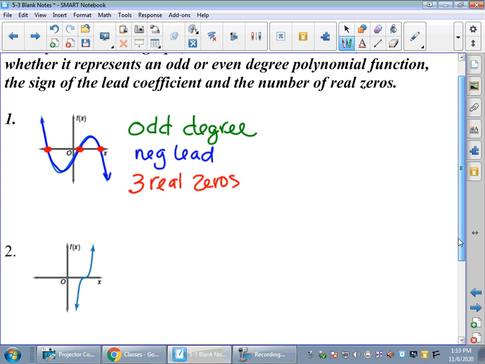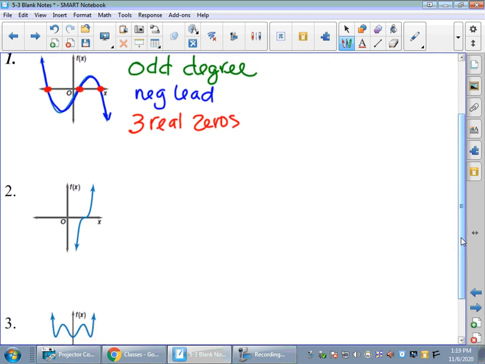We don't know. Okay, next graph is odd again, odd degree, because of the opposite motions there. It ends up, so that's a positive lead, and then it crosses 1 time, so it has 1 real 0.